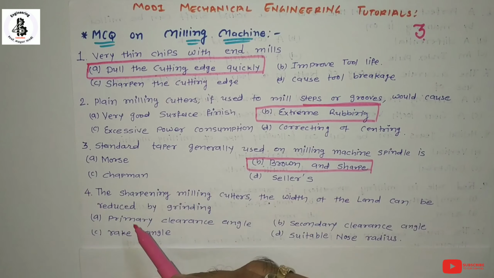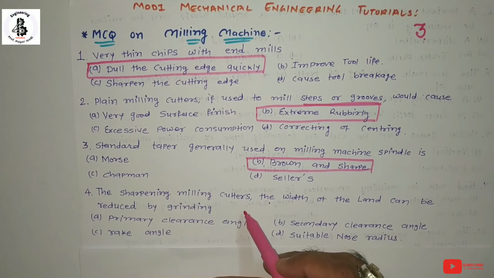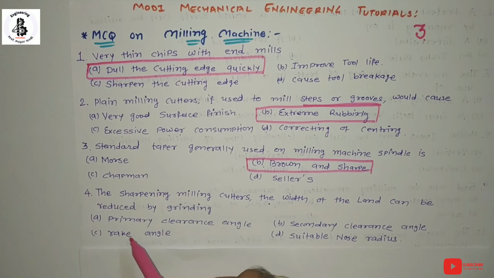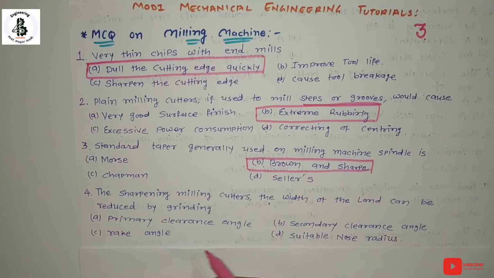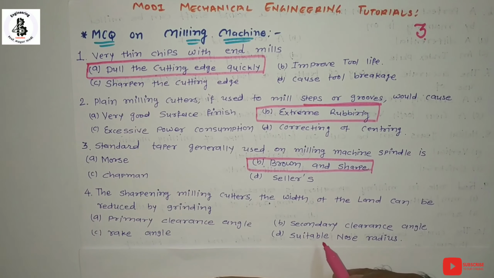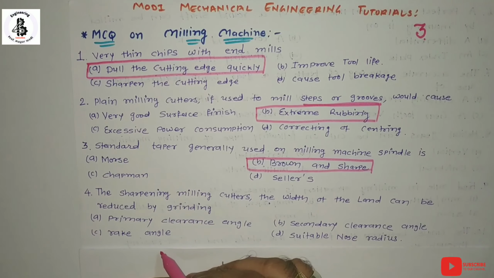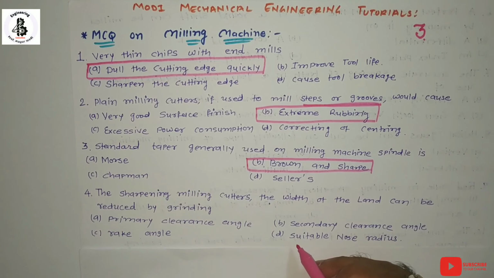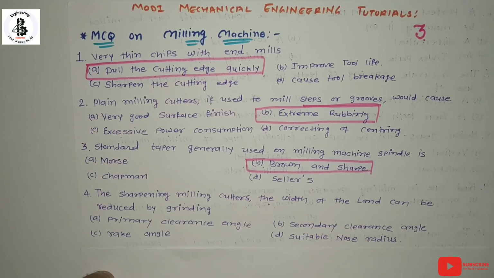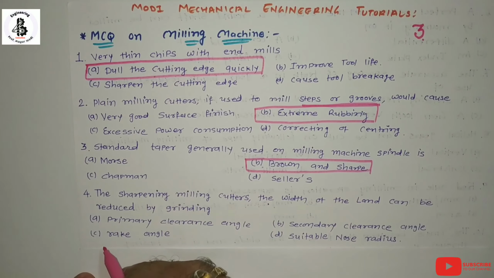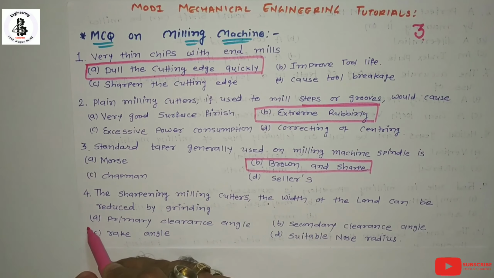The next. In sharpening milling cutters, the width of the land can be reduced by grinding onto the option A. Primary clearance angle. Option B. Secondary clearance angle. Option C. Rake angle. And option D. Suitable nose radius. So basically, for sharpening the milling cutters, the width of the land can be reduced by grinding onto the rake angle. So the right answer is option C, rake angle.